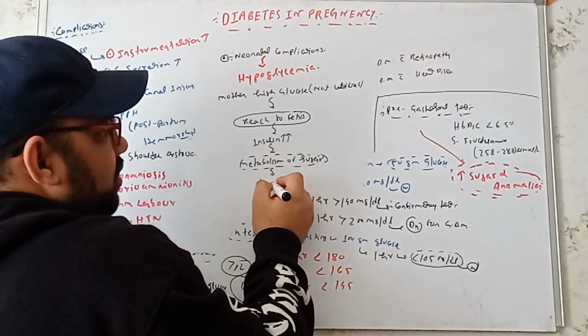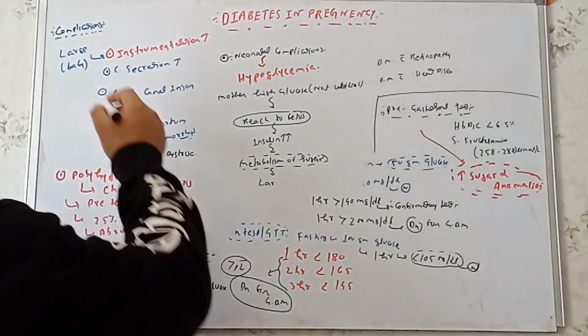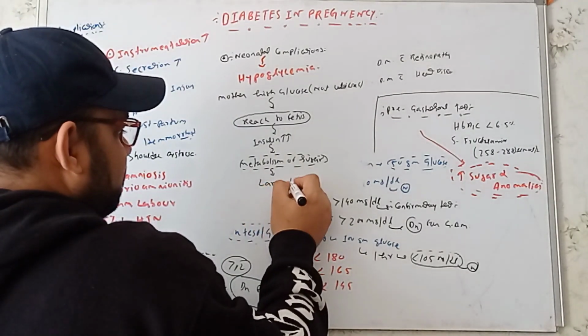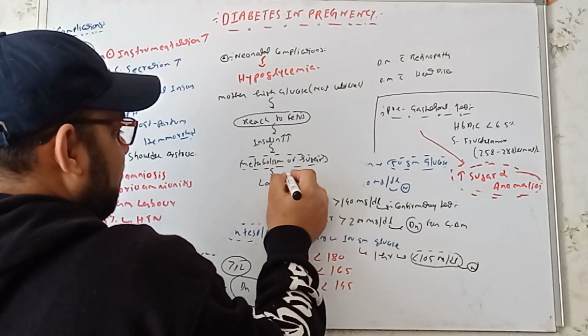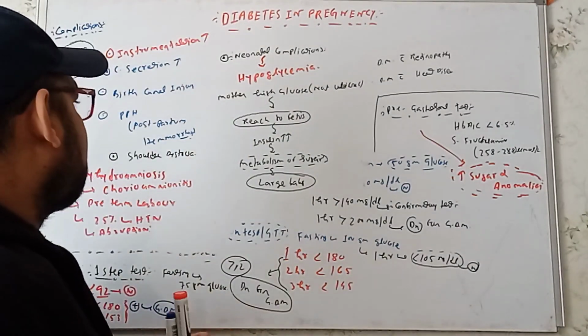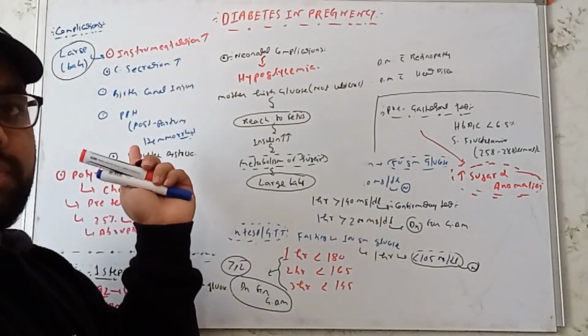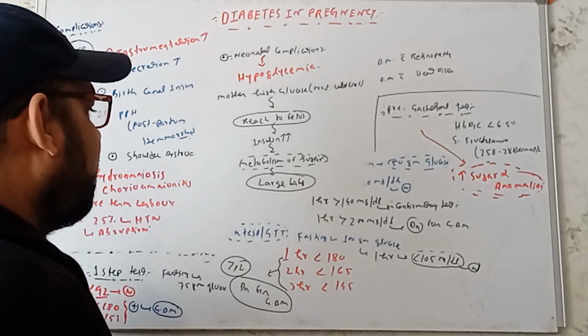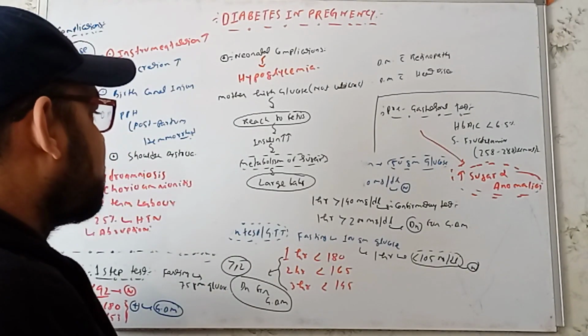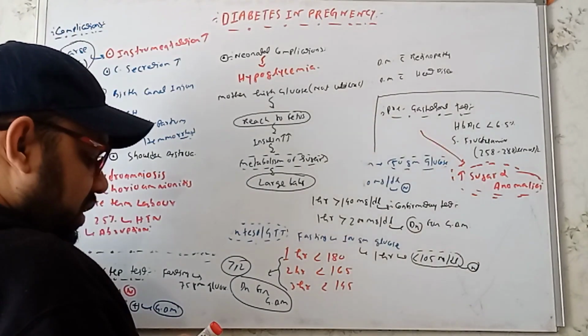That's why I wrote this over here. In this case, you will see the large baby. So whenever we are getting a large baby, this type of complication comes from the mother's point of view. Now, once the fetus has been delivered, let's see what problem we'll get.